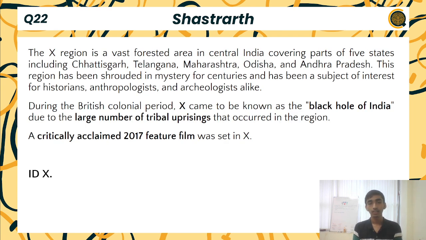The X region is a vast forested area in central India covering parts of 5 states including Chhattisgarh, Telangana, Maharashtra, Odisha, and Andhra Pradesh. So, this region has been shrouded in mystery for centuries and has been a subject of interest for historians, anthropologists, and archaeologists alike. So, during the British colonial period, X came to be known as the Black Hole of India due to the large number of tribal uprisings that occurred in this region. And a critically acclaimed 2017 feature film was set in X.